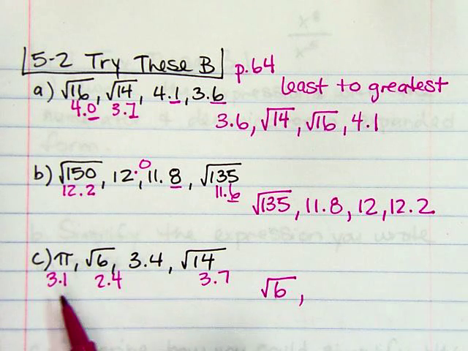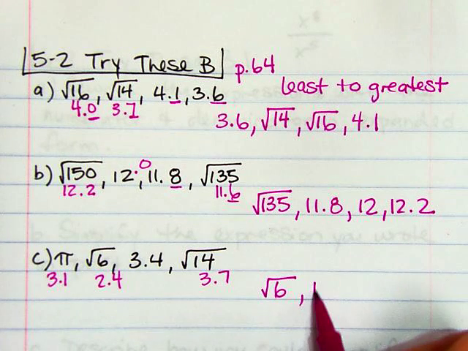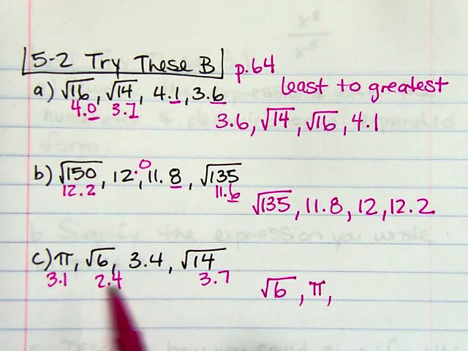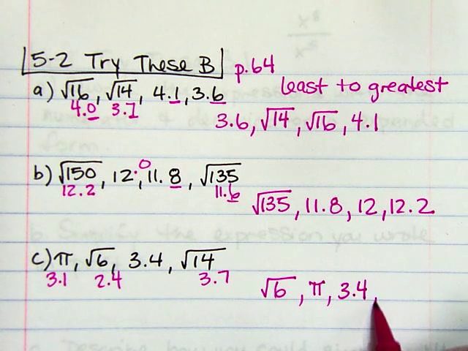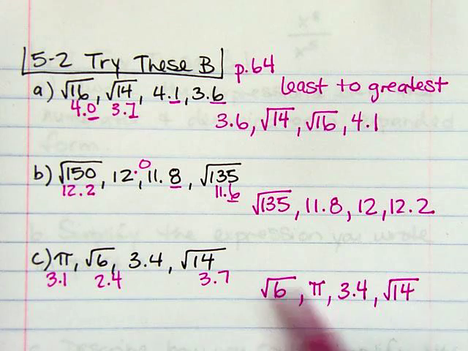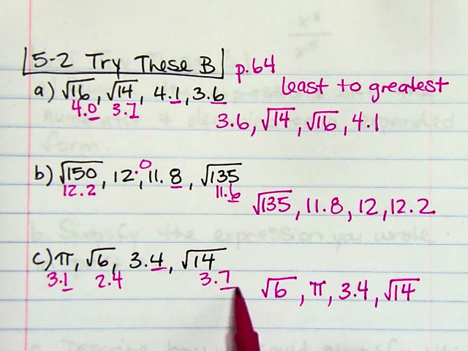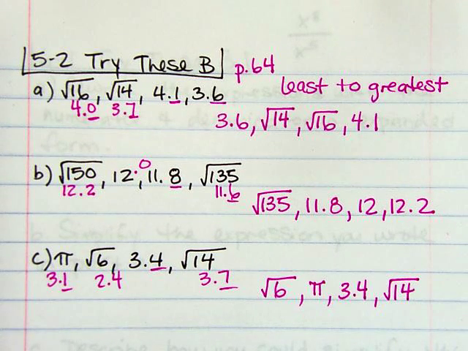Then I have 3.1, which is pi, and then I have 3.4, because 4 is smaller than 7, and then I have square root 14. So all I did with my 3's is see which one was the smallest 10th place value.